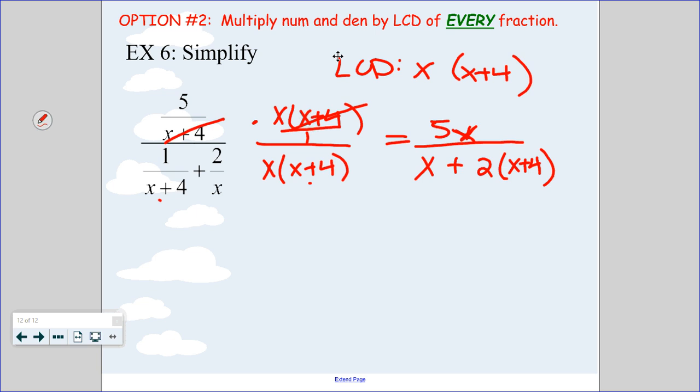Both options, option 1 and this one, require you to find the least common denominator, but this one gets rid of the denominators so you don't have to deal with them anymore. Does that make sense? Now it's just a matter of simplifying the denominator. We multiplied by the least common denominator in the top and the bottom so that we can cancel the denominators. So this becomes x plus 2x plus 8. My fraction is 5x over 3x plus 8.